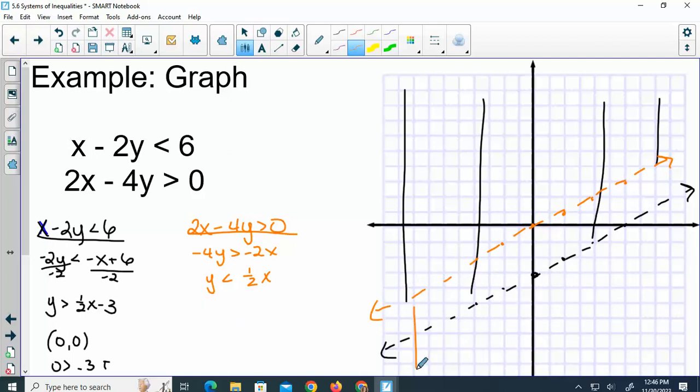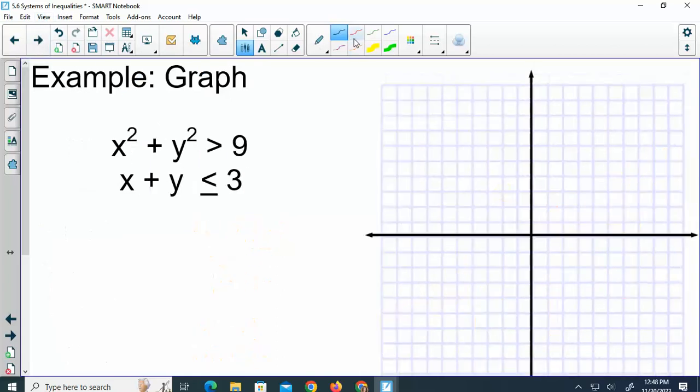Less than would mean below this line. Could you use 0, 0 for a test point? No, because it's on the line, but you could, if you wanted a test point, do like 0, -1. And if you get that, you'd have -1 is less than 0, which is true. So you shade below. So then our solution, the overlap is in between these parallel lines. Let's try a nonlinear.